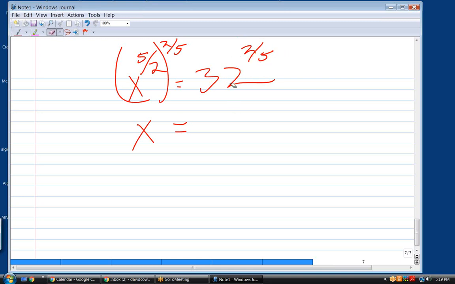What's the 5th root of 32? You may not know it, but it's 2. 2 times 2 times 2 times 2 times 2 is 32. Okay? So now we take the fifth root of 32, which is 2, and square it. So the answer is 4.